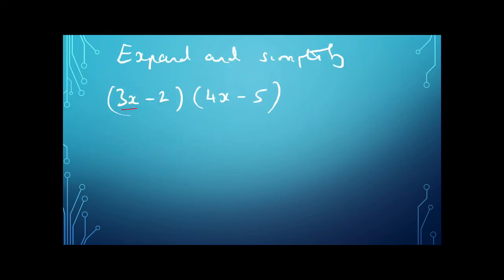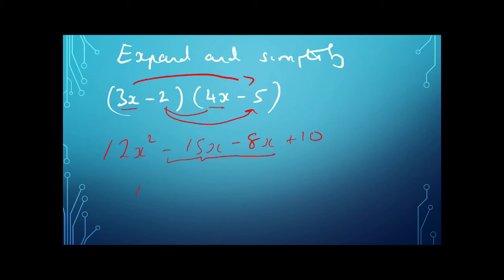Okay, so this is 3x times 4x, which is 12x squared. 3x times negative 5 is negative 15x. Negative 2 times positive 4 is negative 8x. And negative 2 times negative 5 is positive 10. Adding the like terms in the middle gives 23x.